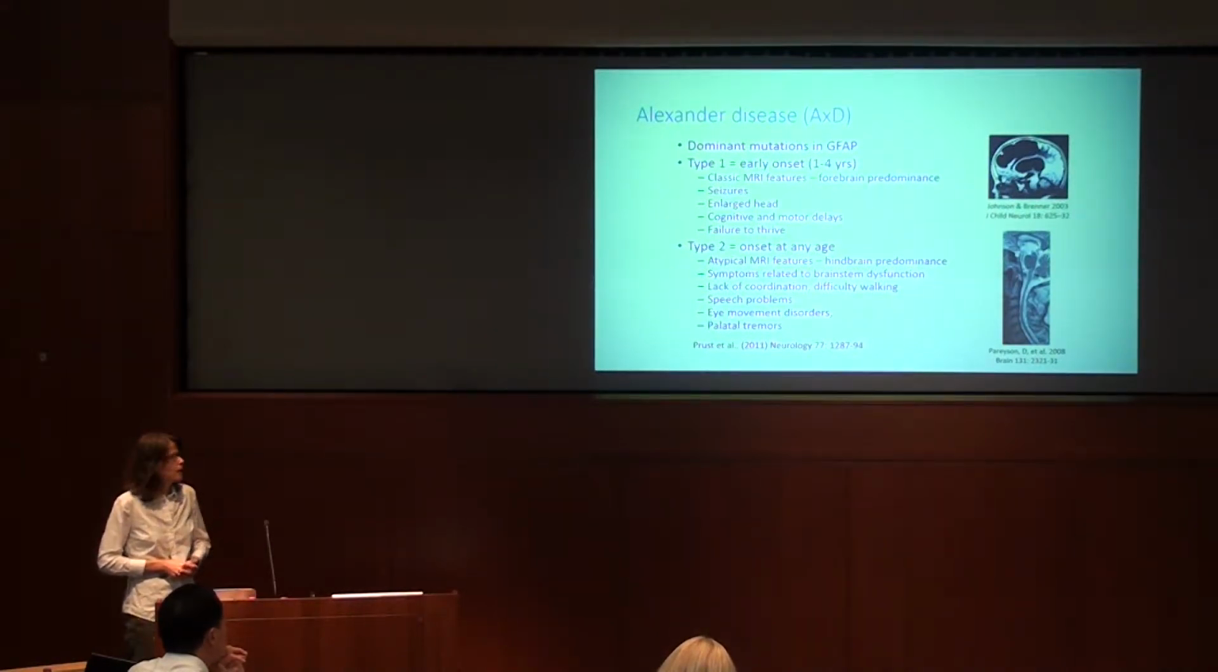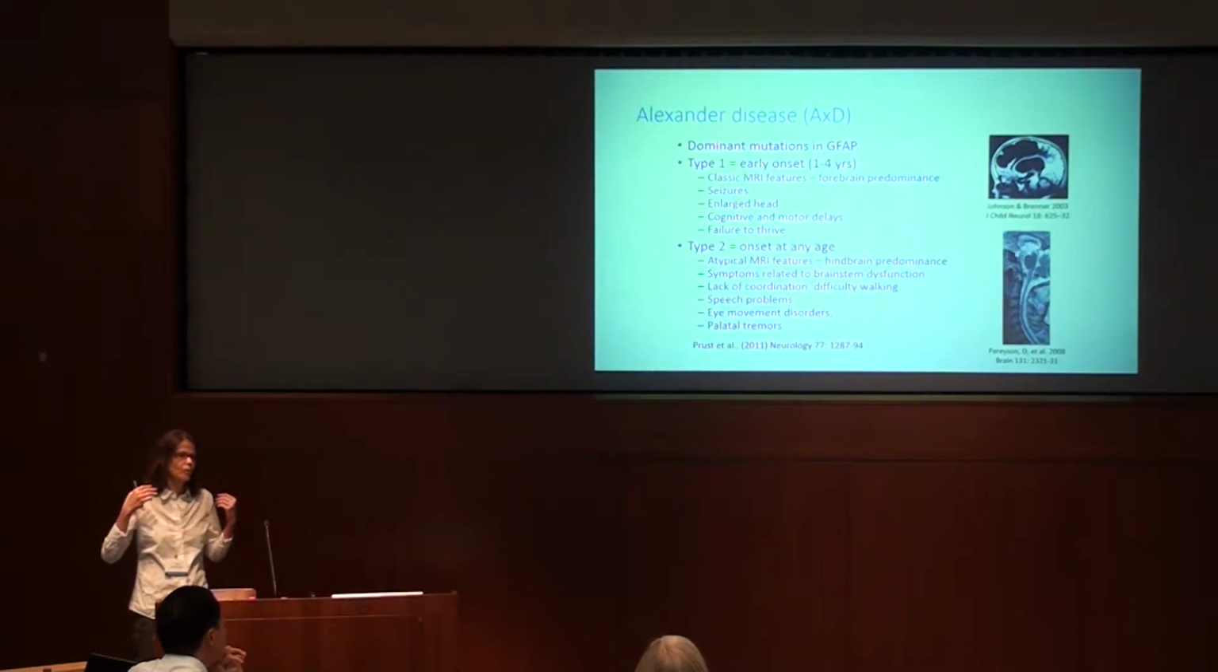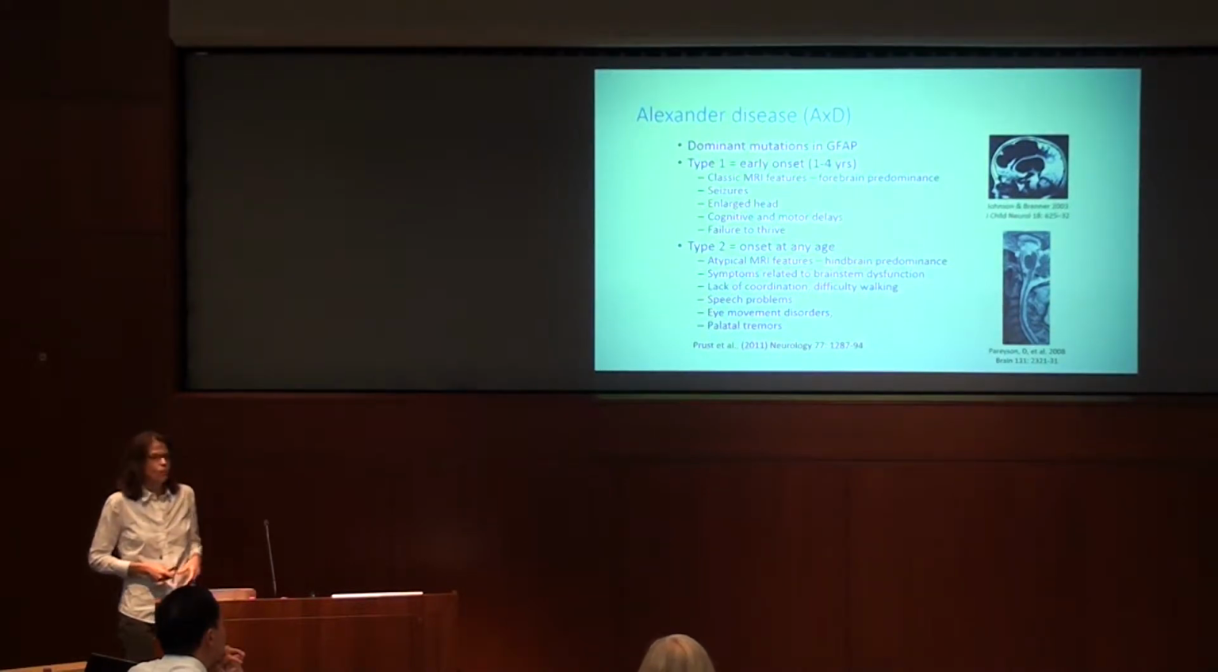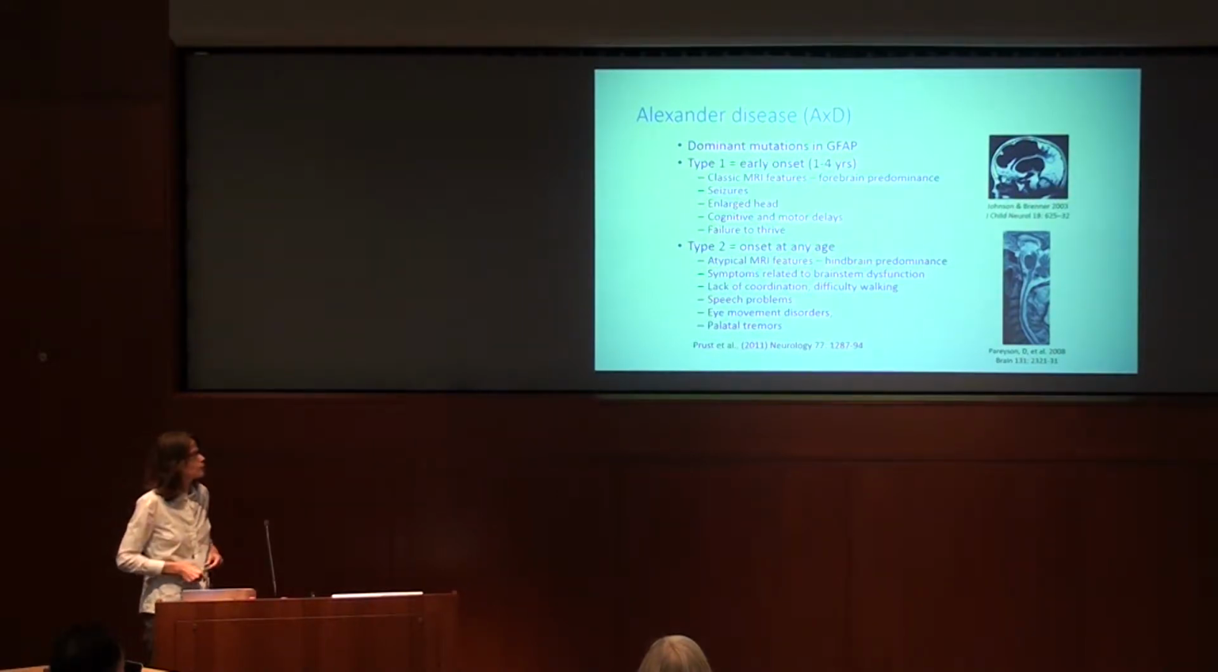and this would include seizures, macrocephaly or enlarged heads, cognitive and motor delays, and just a general failure to thrive. And then the type 2 disease has more hindbrain predominance, and it can occur at any point during your life, and the symptoms tend to match where the pathology is, so they're more bulbar or brainstem symptoms, which include difficulties walking, problems with speech, problems with swallowing, eye movement disorders, palatal tremors, things that involve your cranial nerves.